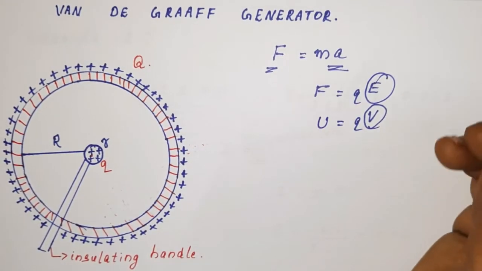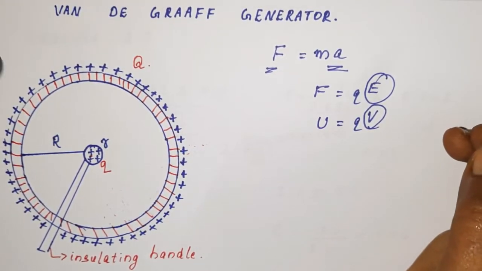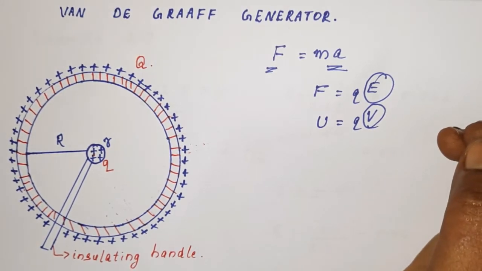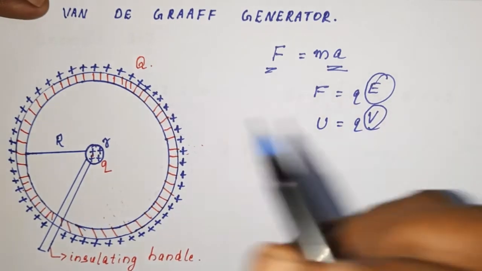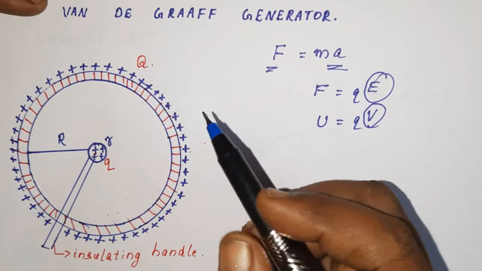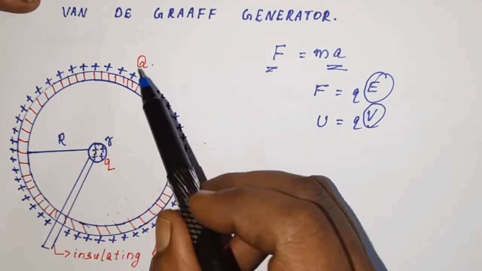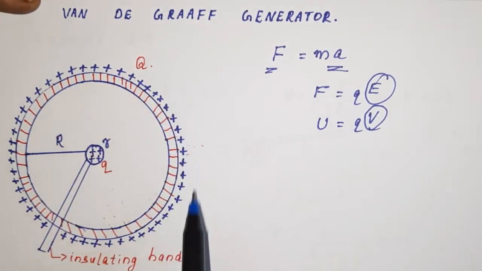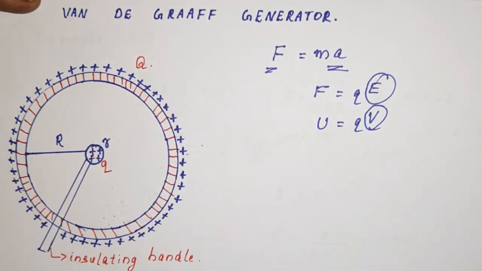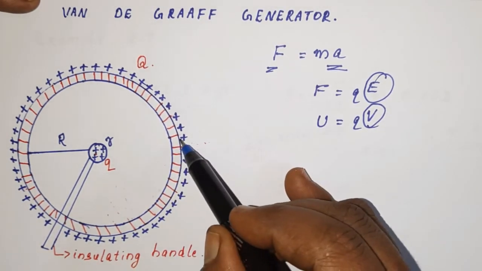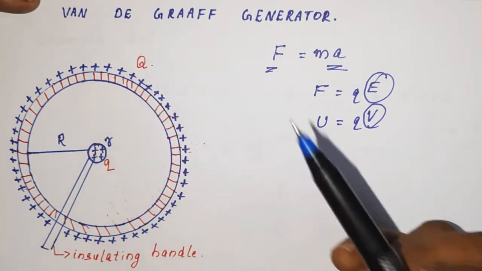So first we consider a charged spherical shell. The radius of the shell is capital R and the charge Q is given to the spherical shell. It is a conducting shell, so because of that, the charge Q will be distributed equally all over the surface. There will be a uniform distribution of charge, so the total charge of the spherical shell is Q.